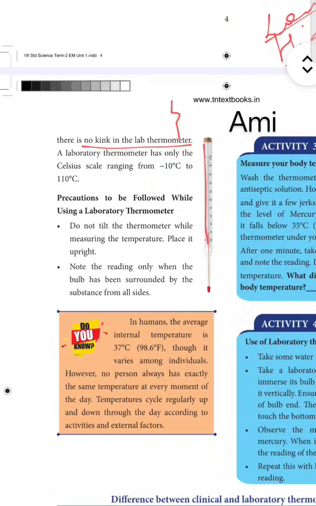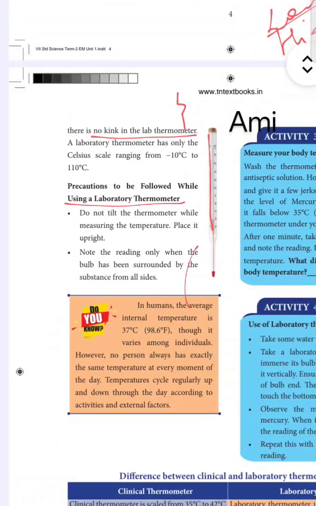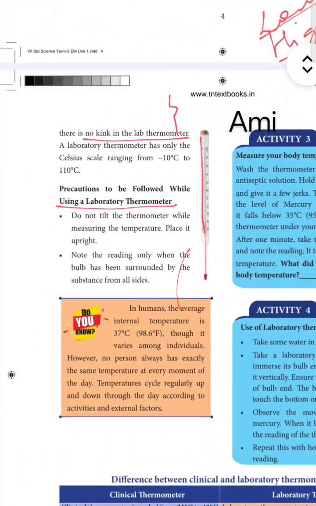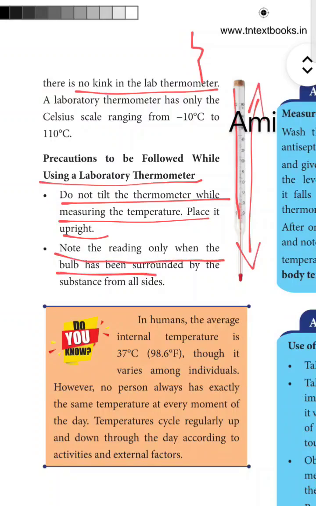While using a laboratory thermometer, there are a few precautions to be followed. Do not tilt the thermometer while measuring the temperature. Place it upright; it should always be in a vertical position. Note the reading only when the bulb is surrounded by the substance from all sides.